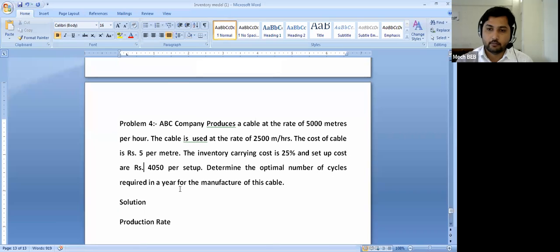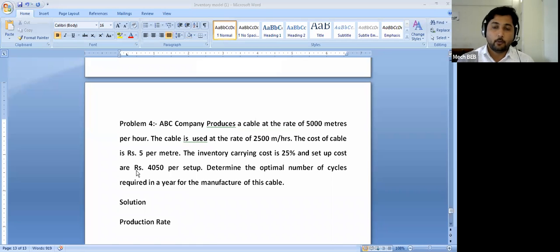Determine the optimal number of cycles required in a year for the manufacture of this cable.